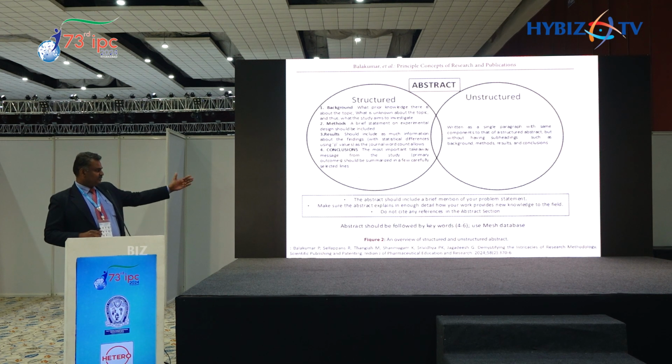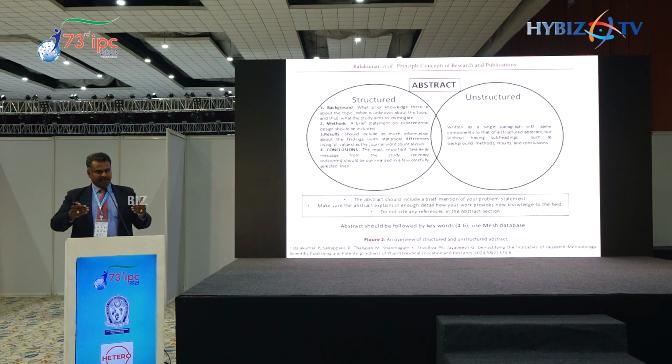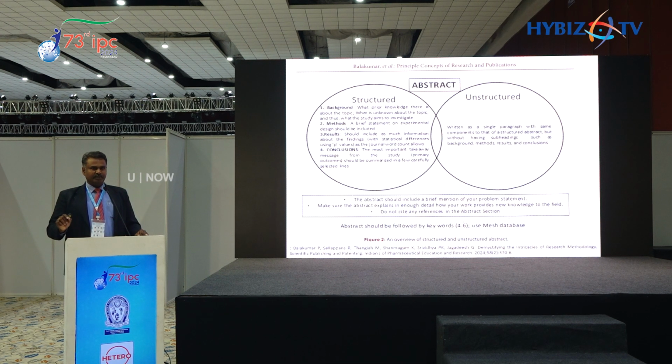So, structured and unstructured. Structured should have 4 components: background, methods, results, conclusion. The same thing written without any structure is an unstructured abstract. After the abstract, you provide 5 to 6 keywords. Make sure that all the keywords come from MeSH. MeSH means Medical Subject Headings, a component of PubMed Medline maintained by NCBI, the National Center for Biotechnology Information, National Institutes of Health. So all the keywords should be extracted from MeSH. Before you enter your keyword, try to find out through MeSH whether the keyword is there or not.